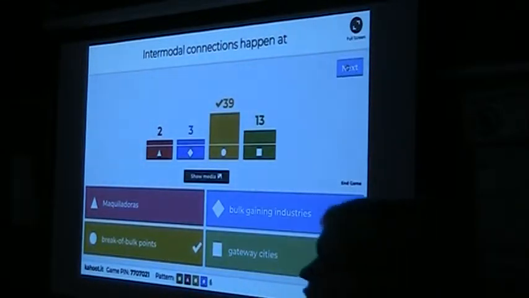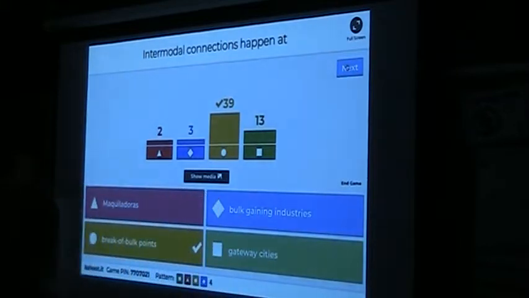Okay, so a break of bulk point is where those intermodal connections happen. That's where you get off the container ship and put the container onto a truck or onto a train, okay? Or it's at the airport. If you've ever driven by O'Hare, have you seen the giant tracks that are on the other side of the airport? Okay, it's not a coincidence.